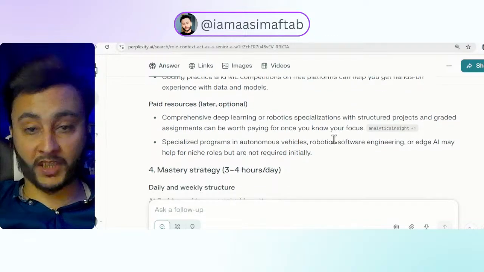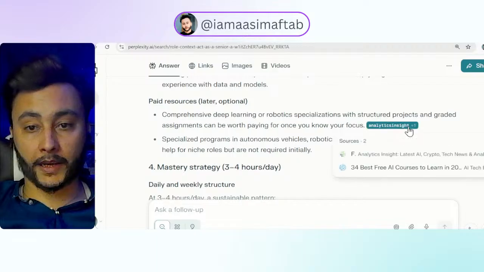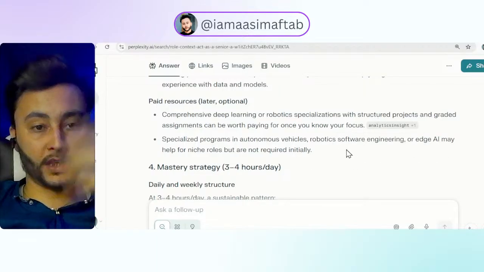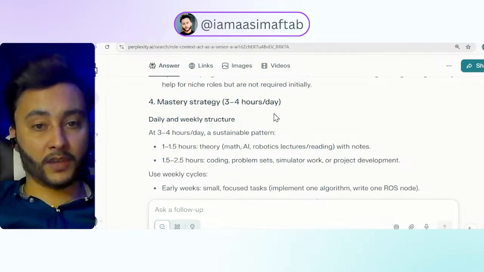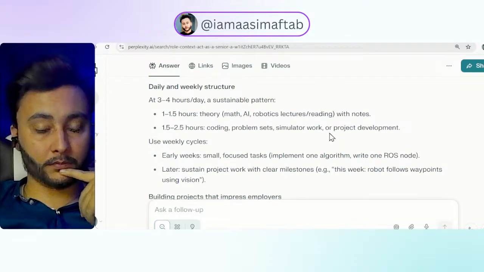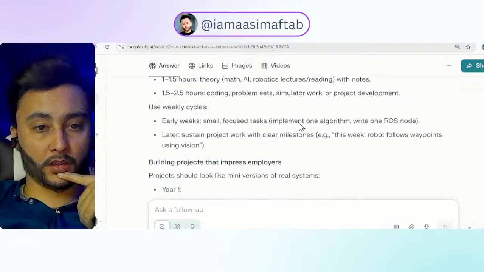Paid resources. These are the paid resources. Analytica, Analytics Insight. These are the websites from where you can learn specialized courses which are paid. Mastery strategy, 3 to 4 hours daily. It gave you also that timetable to focus on.